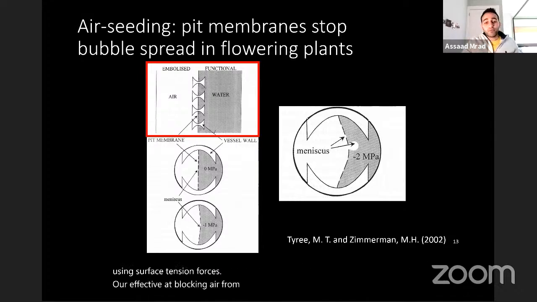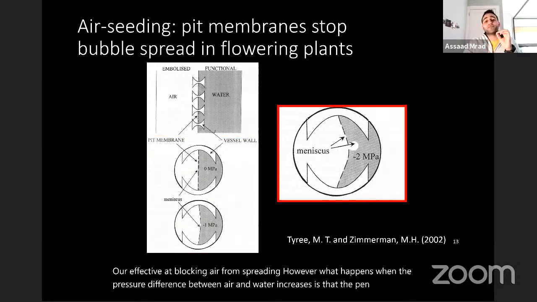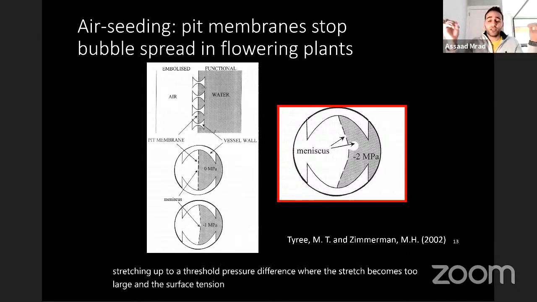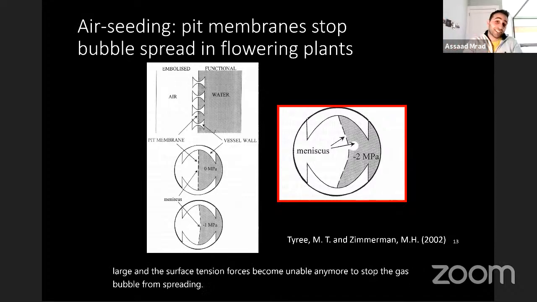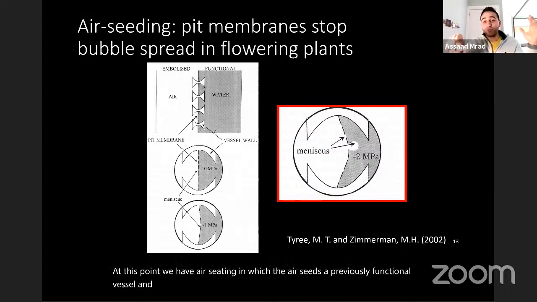spreading. However, what happens when the pressure difference between air and water increases is that the pit membrane starts stretching up to a threshold pressure difference, where the stretch becomes too large and the surface tension forces become unable anymore to stop the gas bubble from spreading. At this point, we have air seeding, in which the air seeds a previously functional vessel. And at that point, this new conduit or vessel becomes non-functional too.